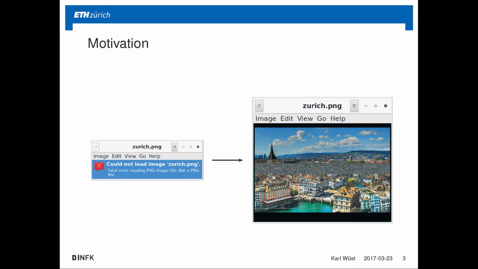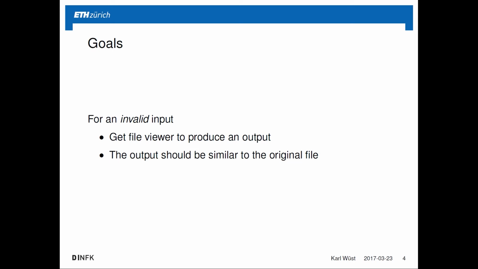So our goal is that we have an invalid input, a file that we cannot open, and we want to get the file viewer at some point at a later time to produce an output that is visually, for pictures, as similar as possible to the original file. For other files, the similarity depends on whatever we have. For example, if we have a text-based PDF, we might want the text to be as close to the original as possible.